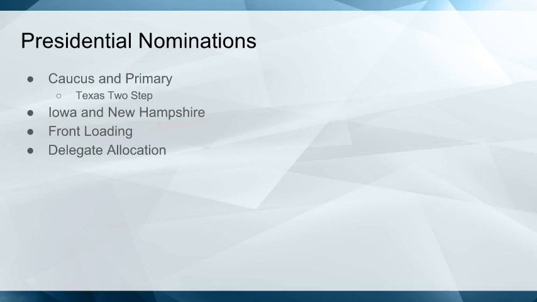are allocated. But generally speaking, delegates are allocated proportionally, meaning if you got 25% of the vote in a state, you'll receive roughly 25% of that state's delegates to that party's national convention. There are thresholds to kind of keep out the riffraff. If you don't cross the threshold, you don't get any delegates.